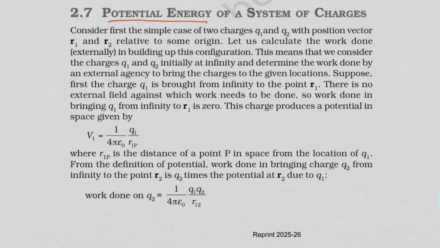Start with a very basic setup in which there are only two charges, Q1 and Q2, with position vectors R1 and R2 relative to some origin O. This is our R1 and that's our R2. Here we will place these charges Q1 and Q2, and then we have to find the potential energy of this system of charges.